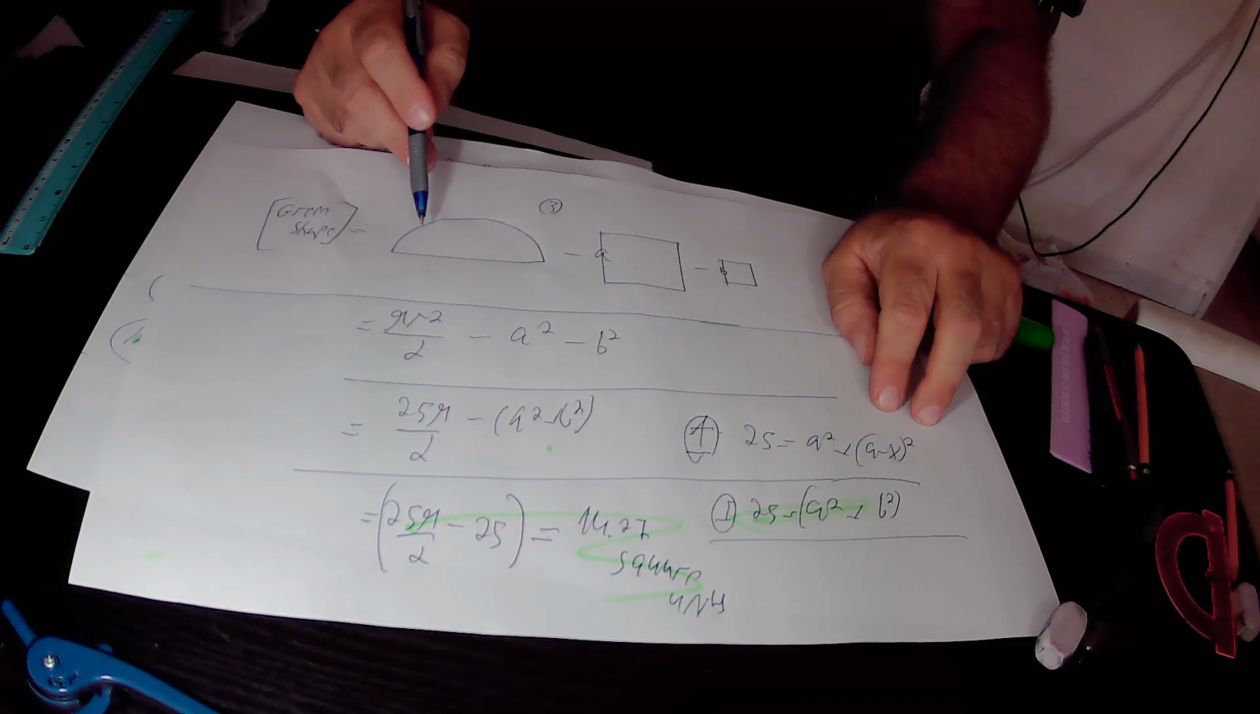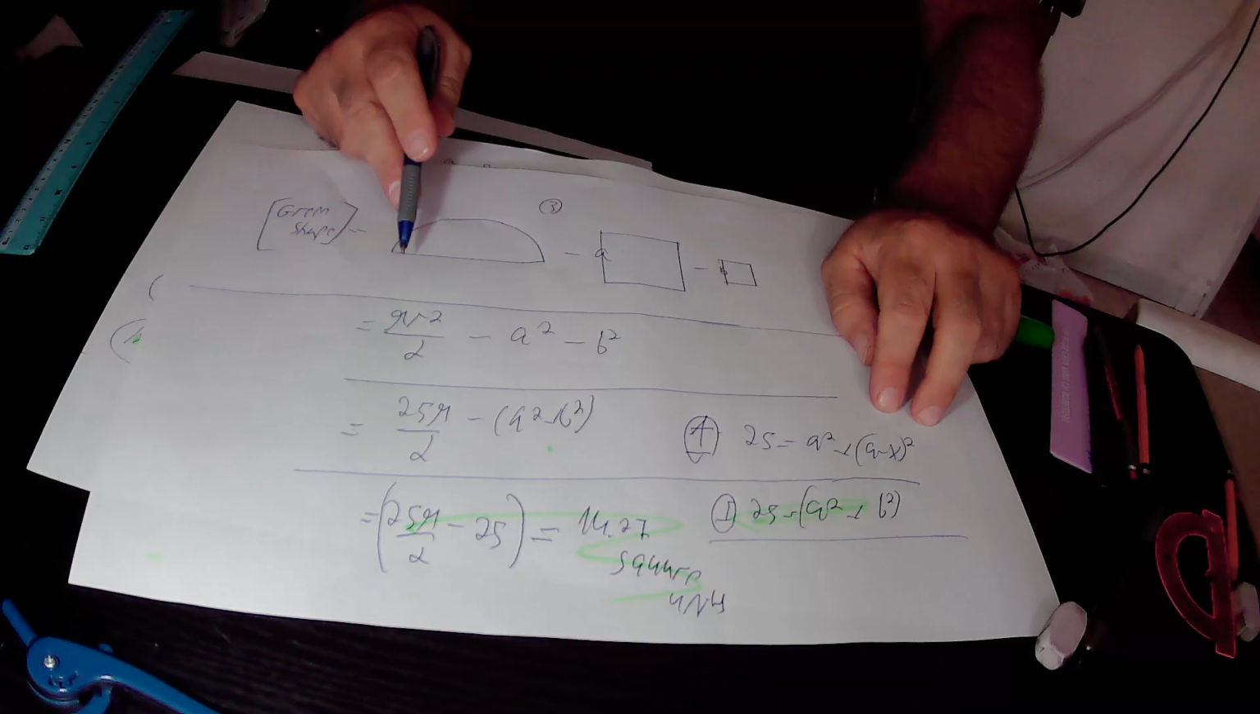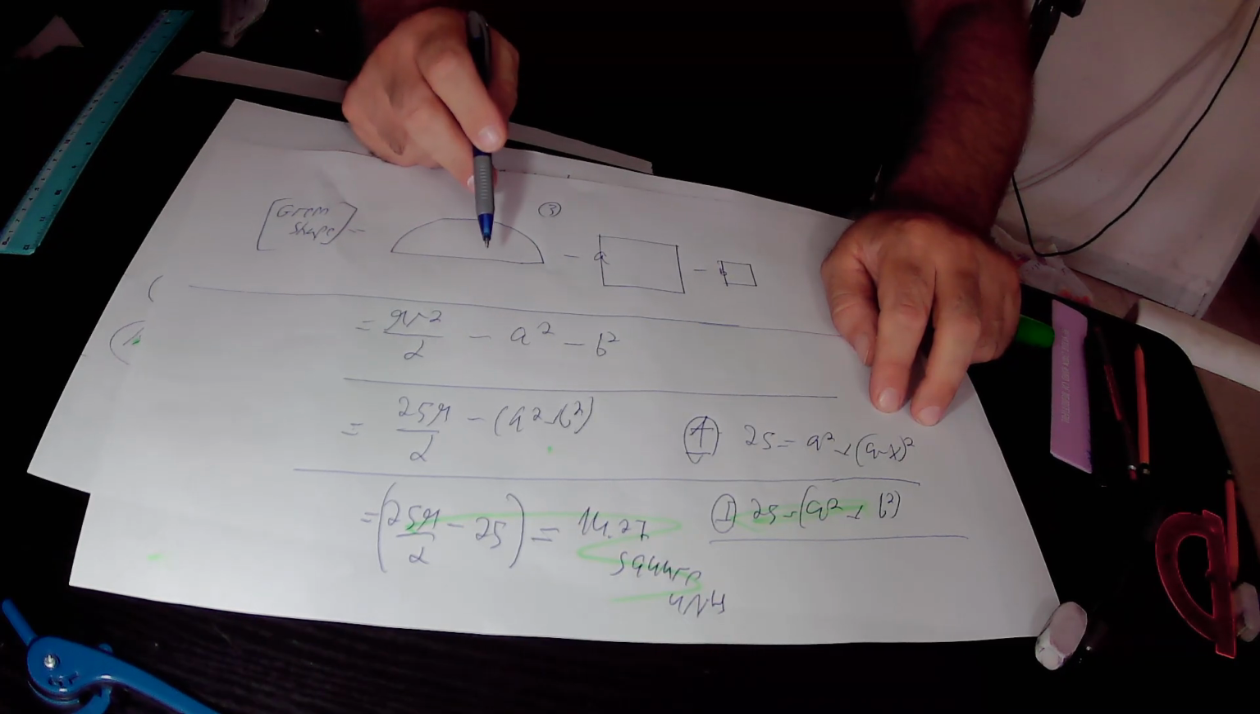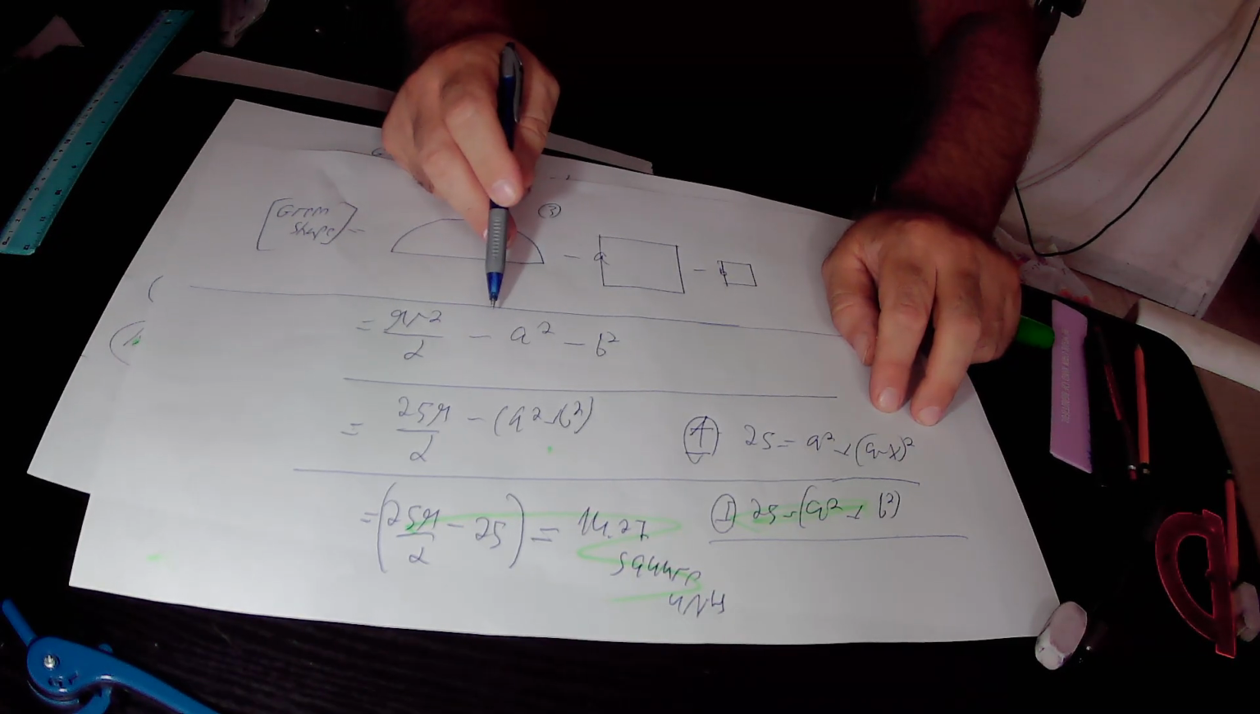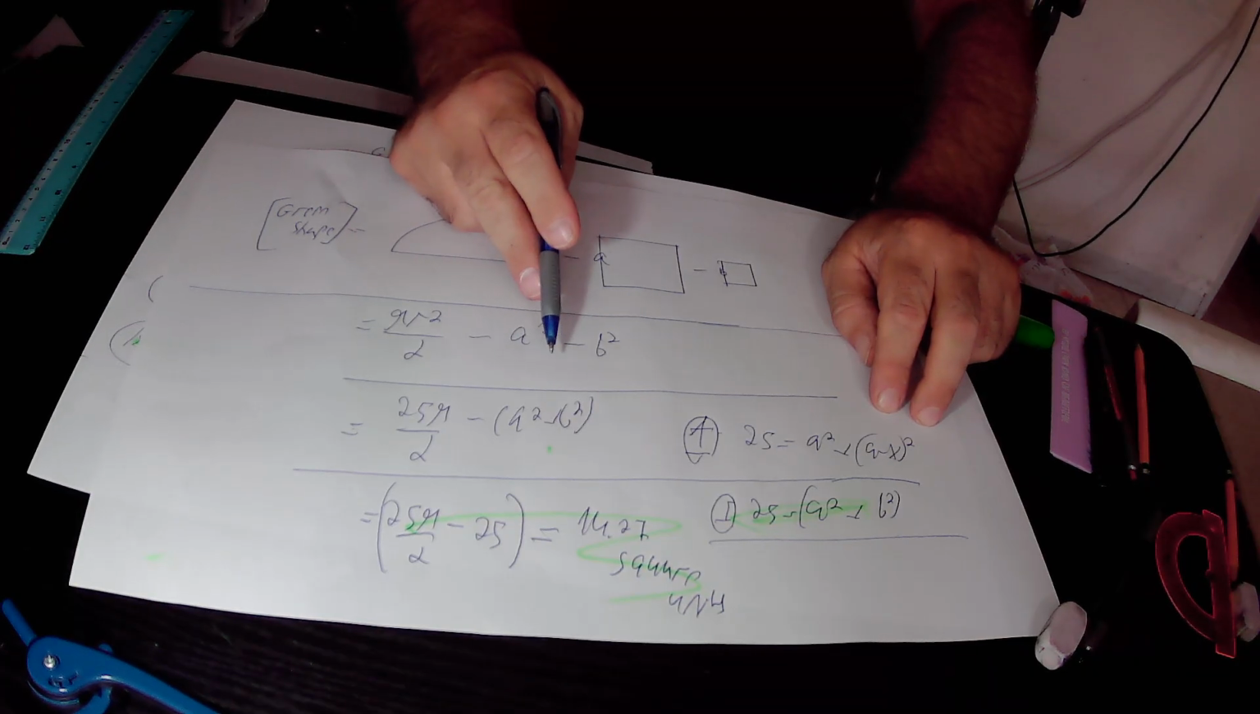r is 5, therefore r squared is 5 squared, that is 25, so pi r squared over 2 is 25 pi over 2. Here we took out minus 1 as a common factor from those two expressions, so inside the brackets we are left with a squared plus b squared.